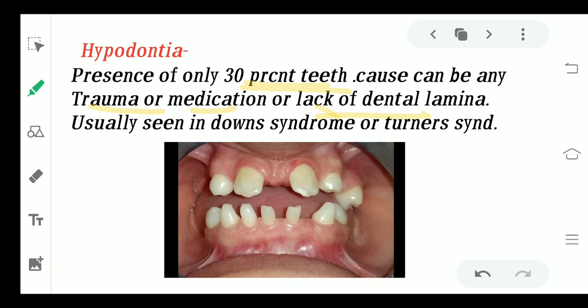Usually this is seen in Down syndrome and Turner syndrome. These are the common conditions, or you can say disorders, in which you see hypodontia.